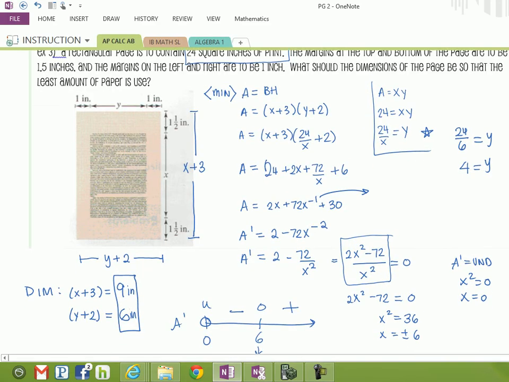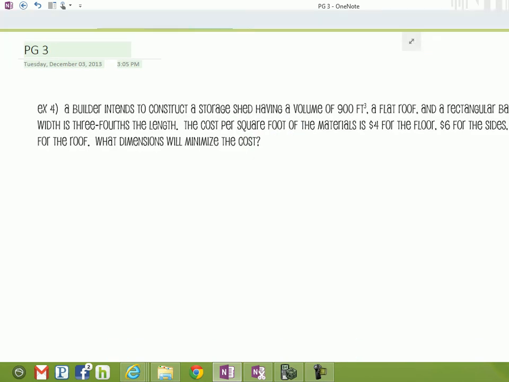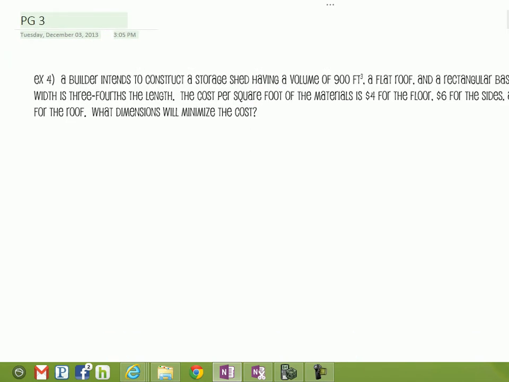Alright, and then the next problem. A builder intends to construct a storage shed having a volume of 900, a flat roof, and a rectangular base whose width is 3/4 the length. The cost per square foot of the materials is $4 for the floor, and so on. What dimensions will minimize the cost?